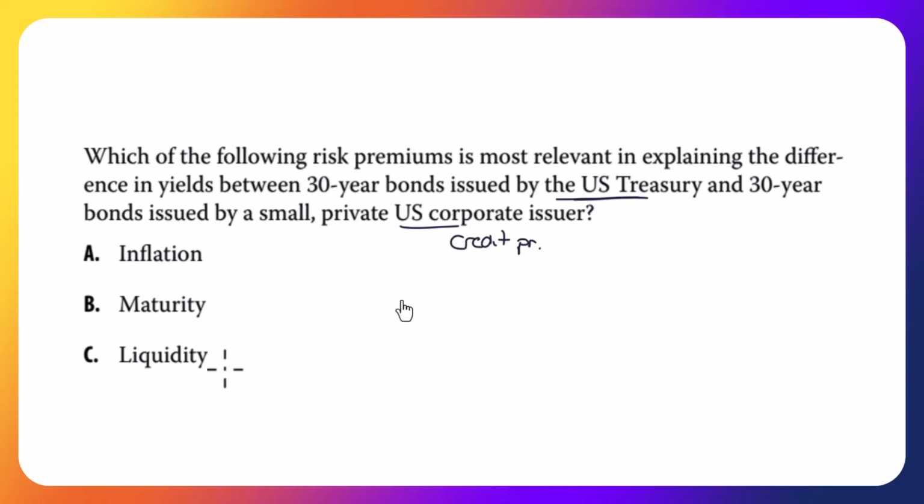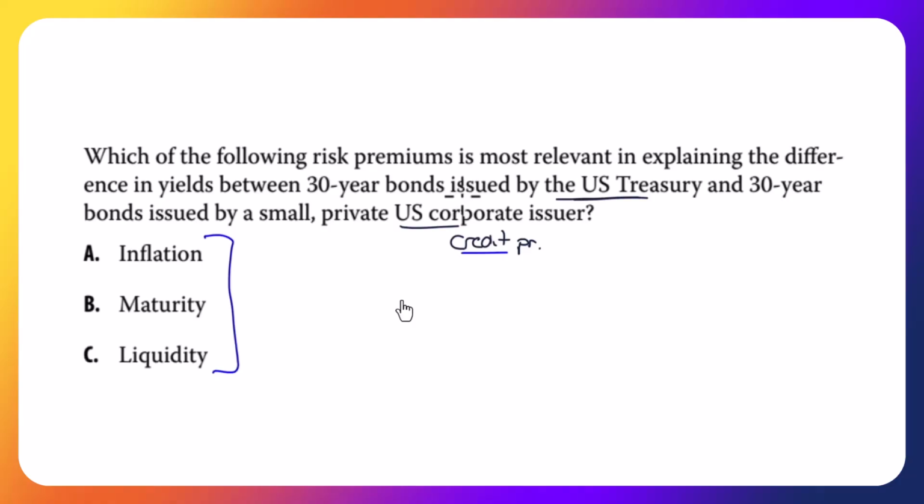This is a very common question setup, and you may think, but the question is wrong. My answer is not there. It can't be right. It is just saying which of the following is the most relevant. Of these three, which is the most relevant? Yes, the most relevant would be a credit premium, but that's not your choice, and you don't get to write in an answer on the exam. You have to choose the three.